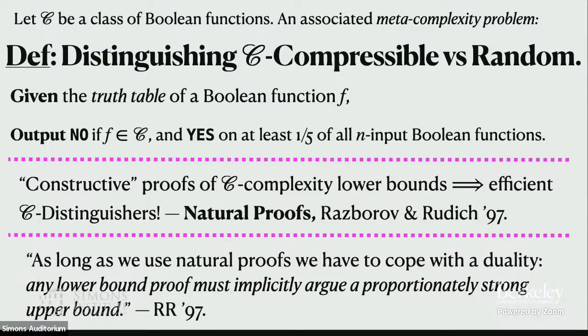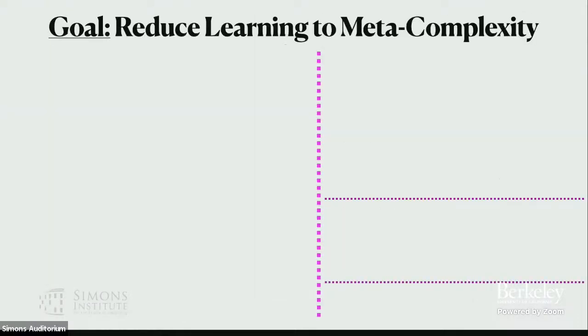As long as we use natural proofs, we have to cope with a duality. Any lower bound proof must implicitly argue a proportionately strong upper bound. And what I like to do is turn those upper bounds into learning algorithms. Yeah, so this is what I want to be able to say. This is what I'm excited about doing at this program and more broadly in my life.